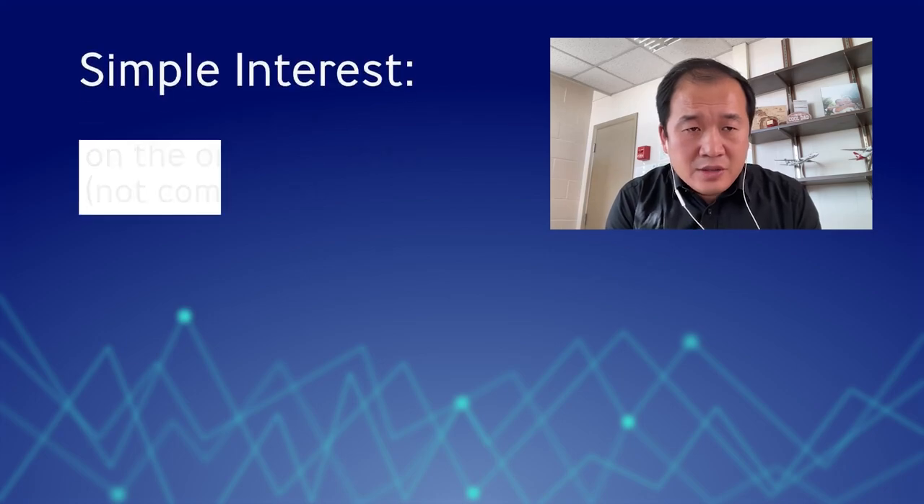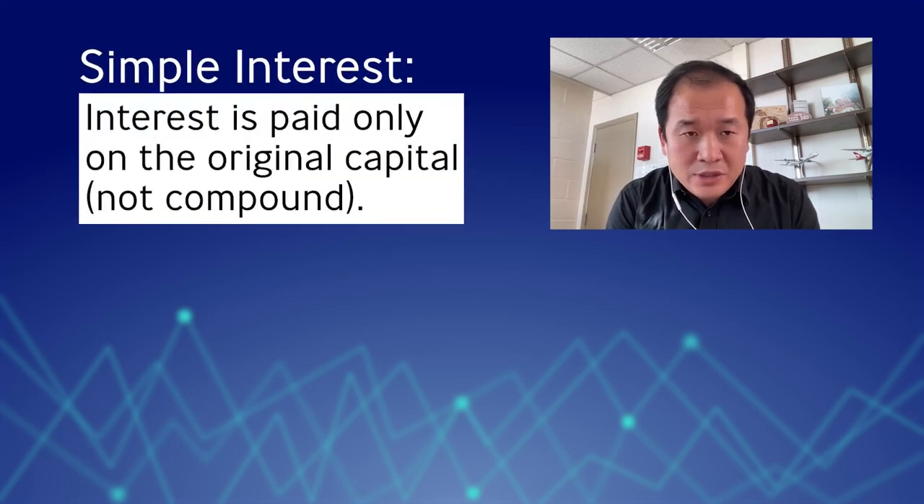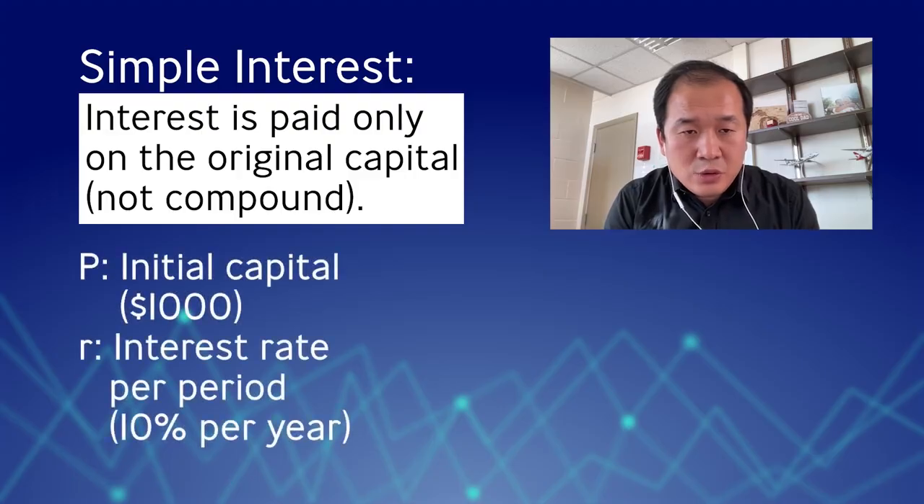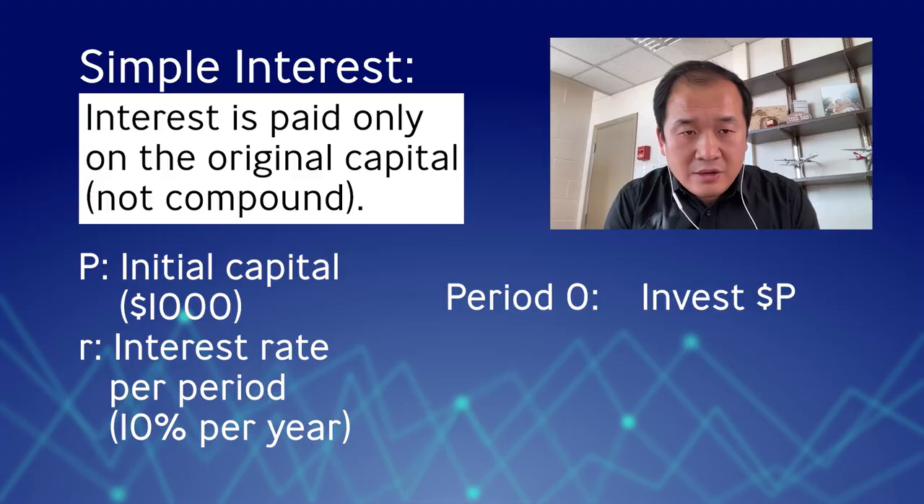First, let's look at the simple interest calculation. Simple interest is very simple, as its name suggests. Interest is only paid on the original principal, the original capital. Right? An example would better explain this concept. Let's suppose you're investing $1,000 in a product which promises to pay you 10% interest per year. If it's a simple interest case, then every year you will receive 10% of your initial capital, which here is $1,000. So every year you will receive $100 as interest.